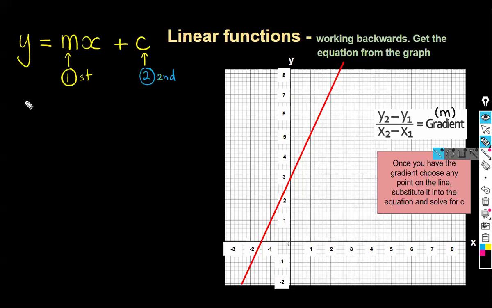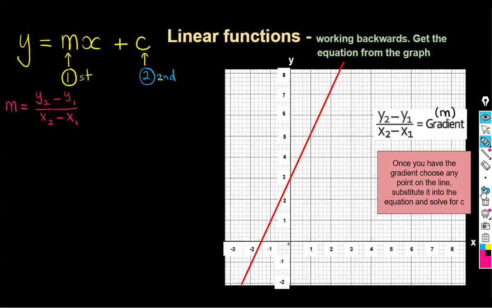Now let's go and write back the formula here, right? To find gradient, we're going to use y2 minus y1 divided by x2 minus x1. This is not y squared. Squared, the number would be up here. That's y2. The 2 is small and underneath.